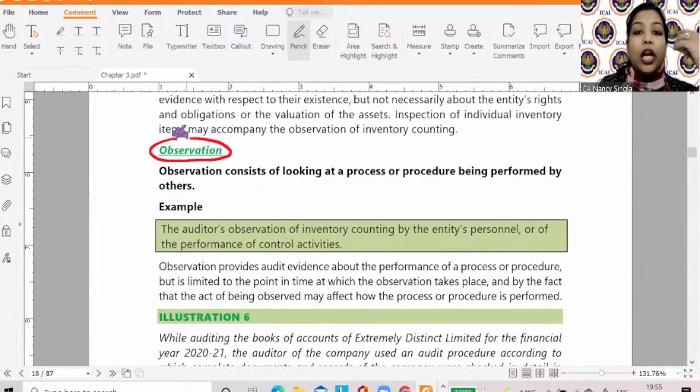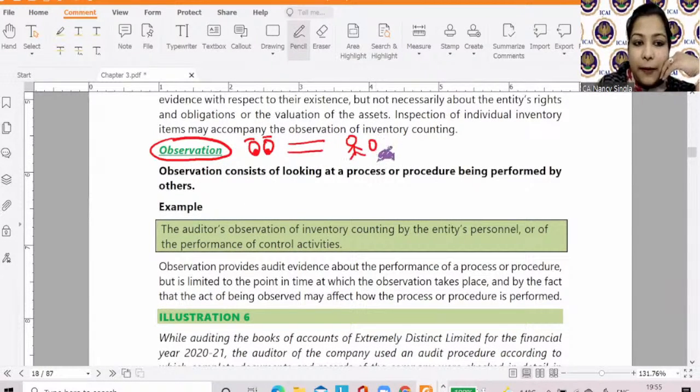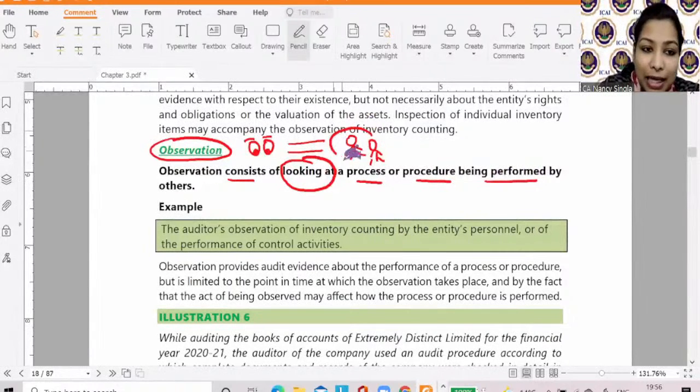Observation. You are observing. ठीक है? Inspecting में भी तो यही था ना? नहीं. There is a difference. You are observing. ठीक है? But observing what? Observing the procedure or process that has been performed by others. ठीक है? Inspecting में तो what can be done? Auditor is just strolling around and he's just looking at the building, है ना? He is not looking at any process ना. Building को ही तो देख रहा है, document को ही तो देख रहा है. Inspecting, ठीक है? Observation में क्या है? He is looking at the process or procedure being performed by others. It consists of, the keyword is looking at the process or procedure being performed by others.